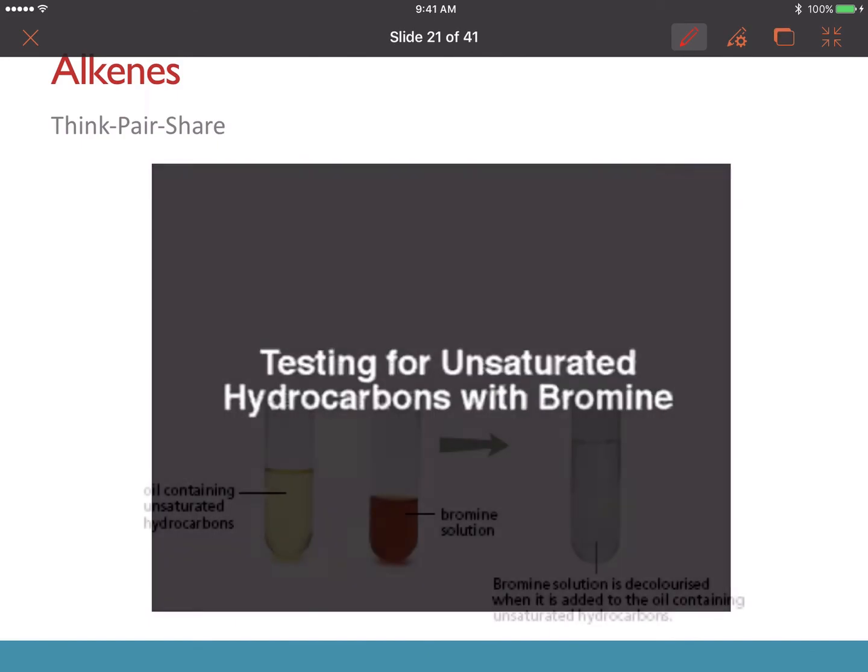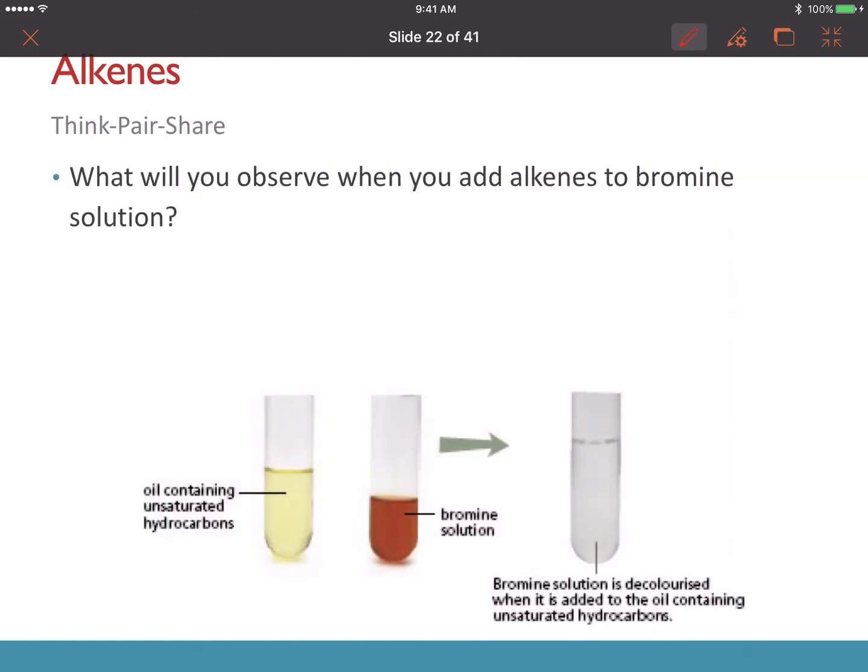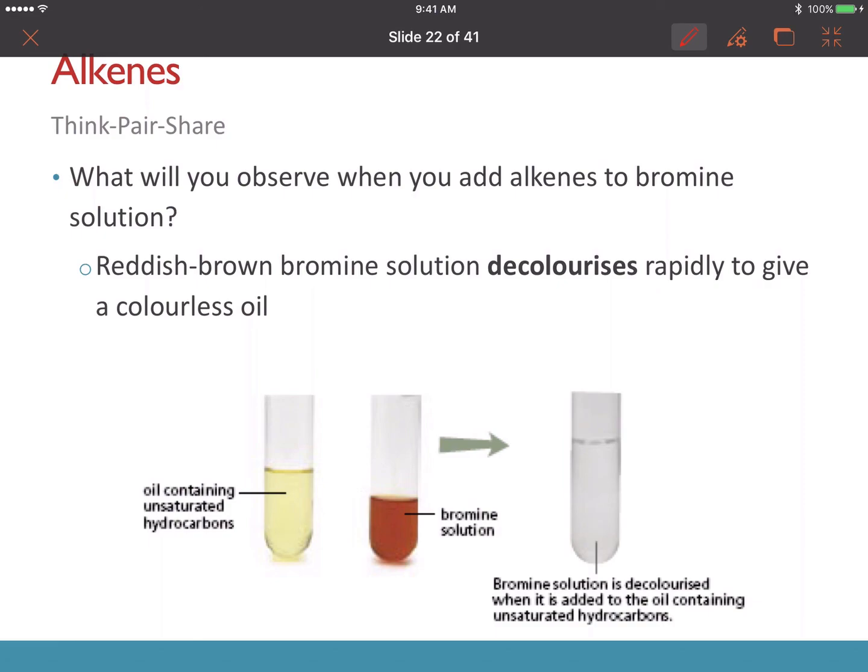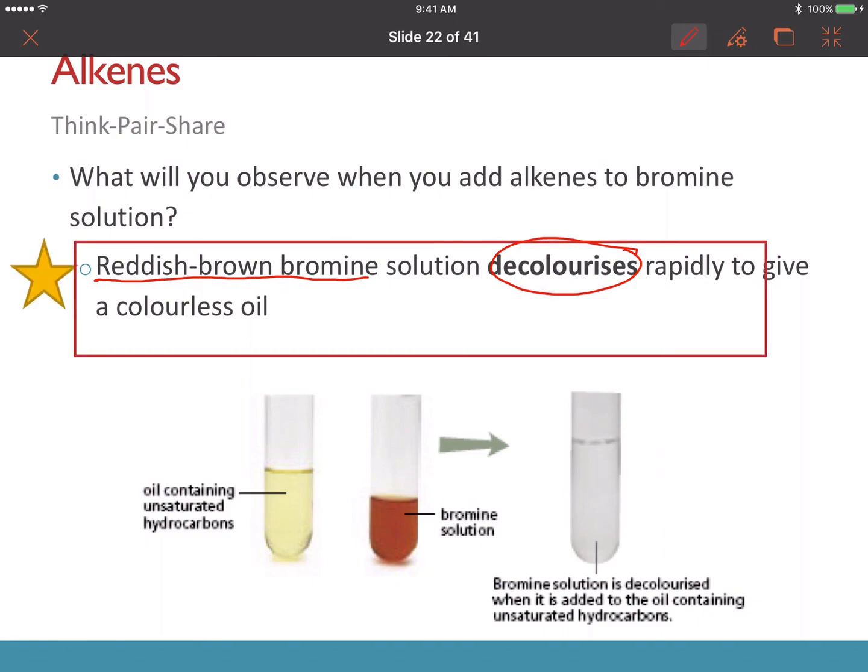Oh, yeah, I did. Okay, so what should you observe when we add alkene to bromine solution? Now, this is an important observation that you need to note down: the reddish brown bromine solution decolorizes rapidly to give a colorless oil. This is very important because this is the identifying test for alkenes, which means that there are no other functional groups that will react in this same way. So whenever you see that, when bromine is added, the reddish brown bromine decolorizes rapidly, it means that there's an alkene functional group within the compound.